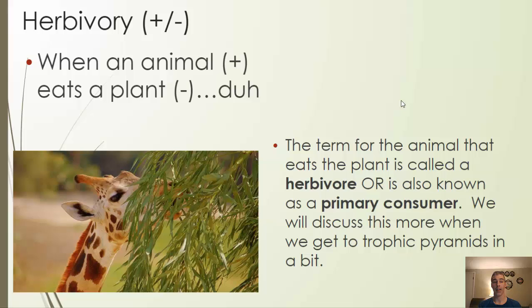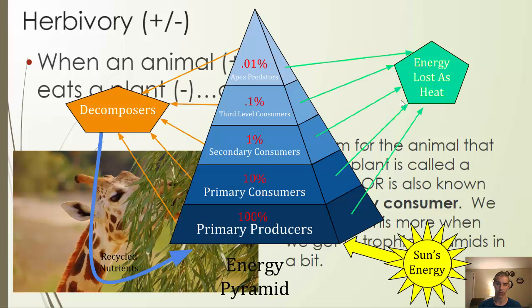Okay, herbivory, that's again when a plant is eaten by an animal. Okay, herbivores do this. Again, the plant is negatively affected because it's being eaten. Remember, the term for an animal that eats plants is herbivore, and another name for the plant is a primary autotroph, and another term for a herbivore is a primary consumer because they're the first consumer in the food chain.